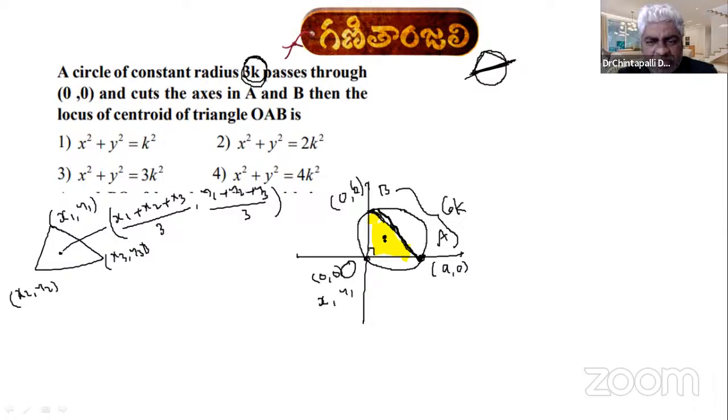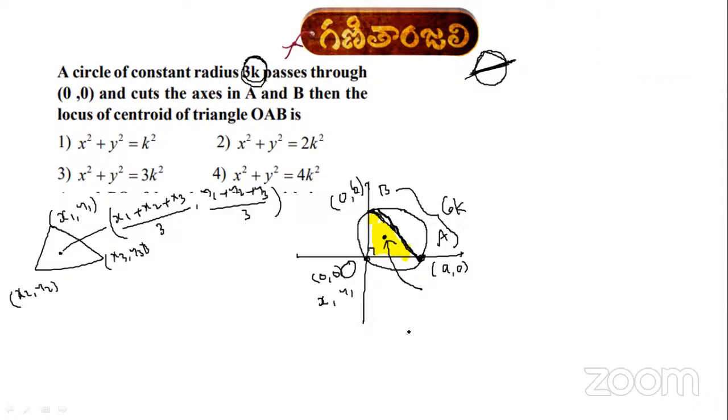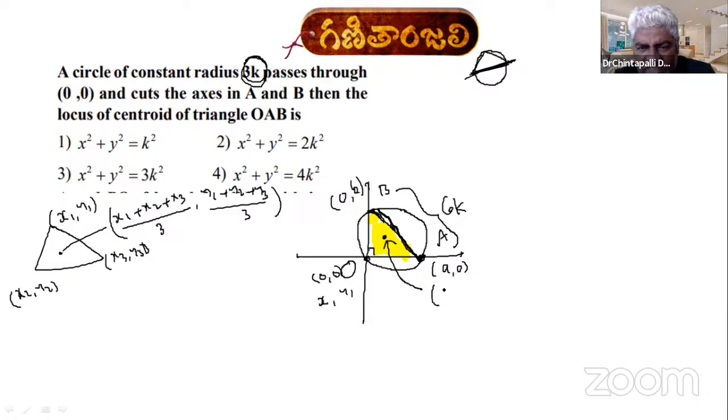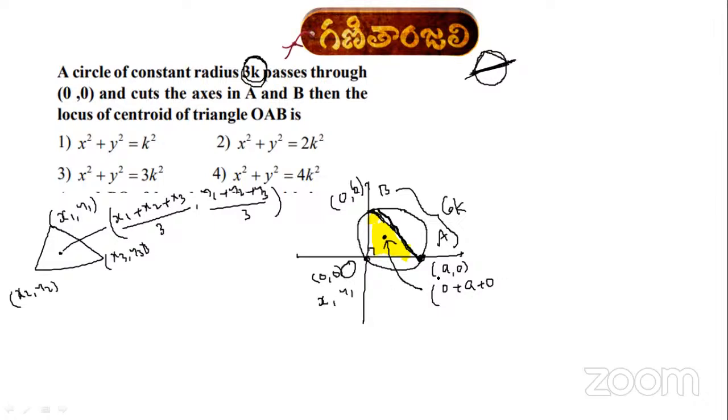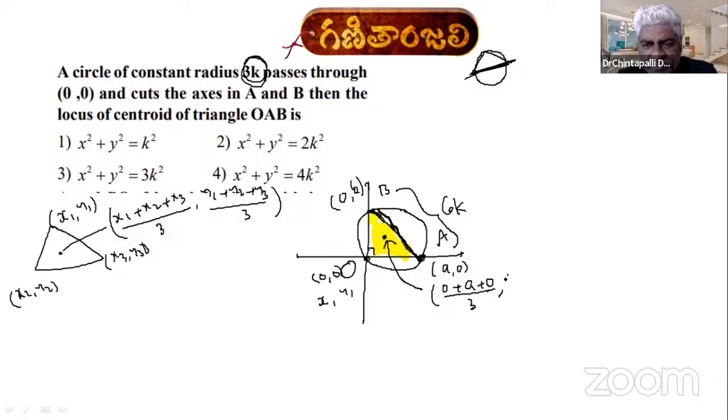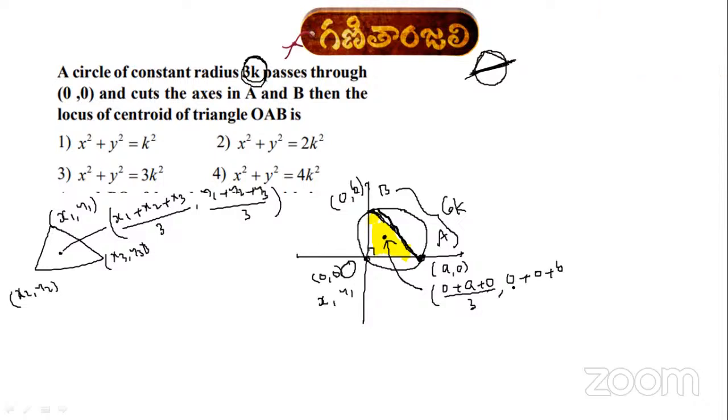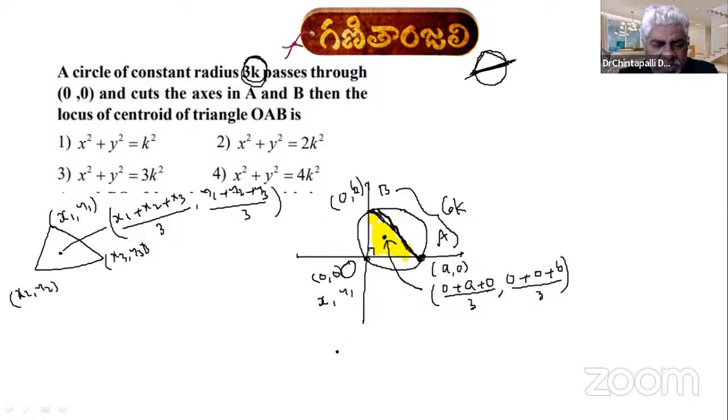Shall we find the centroid? Tell me, students, what is the formula to find the centroid? Centroid formula: (x1 + x2 + x3)/3. So (0 + a + 0)/3, comma (0 + 0 + b)/3. That is, a/3, b/3. It is the centroid.